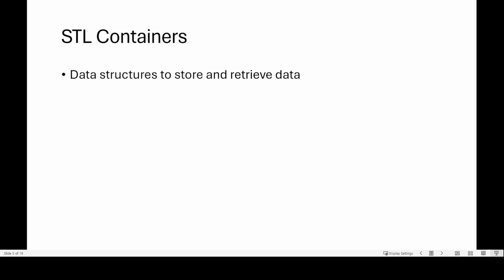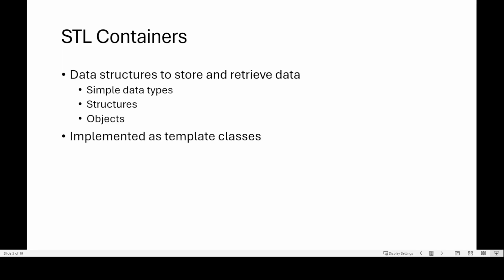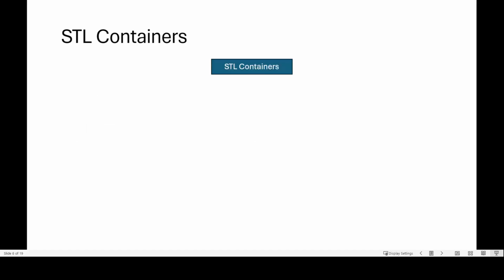As far as the STL containers are concerned, these are nothing but data structures to store and retrieve data. The data can be simple data types, built-in data types, or they could be structures, or they could be objects of classes that you define yourself. And under the hood, they are implemented as template classes. All you need to do is to include the corresponding header file and use the container. Now, let's see what kind of containers STL provides.